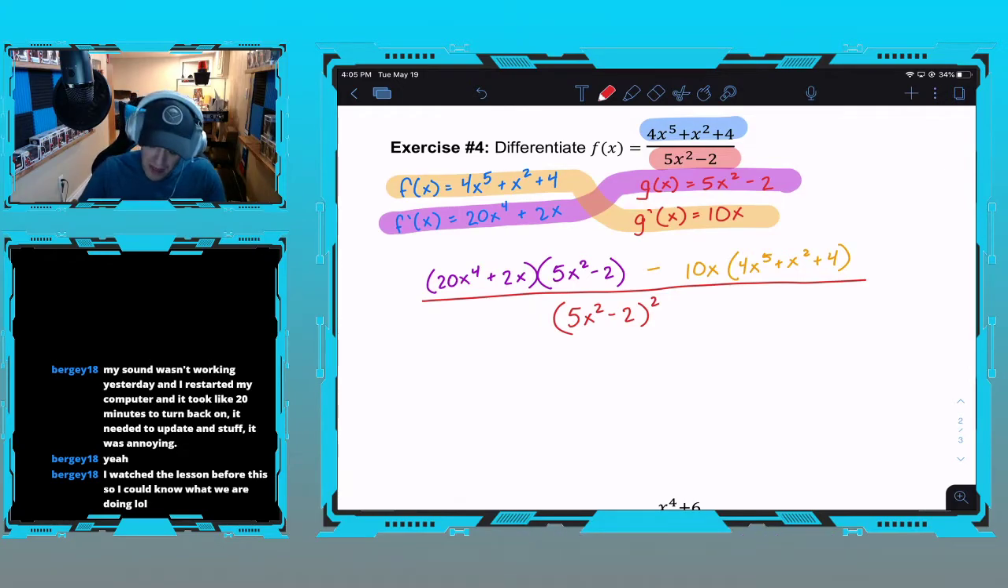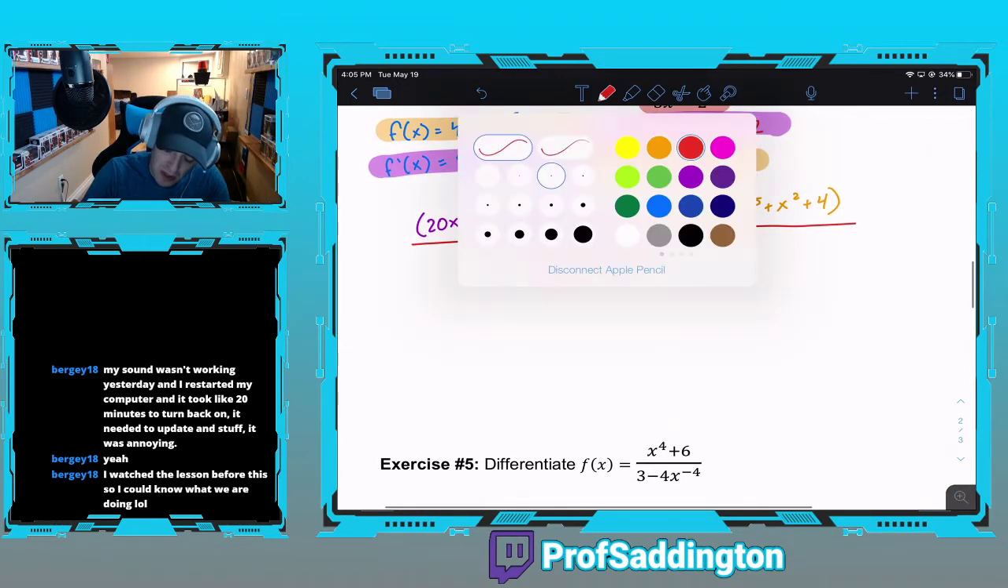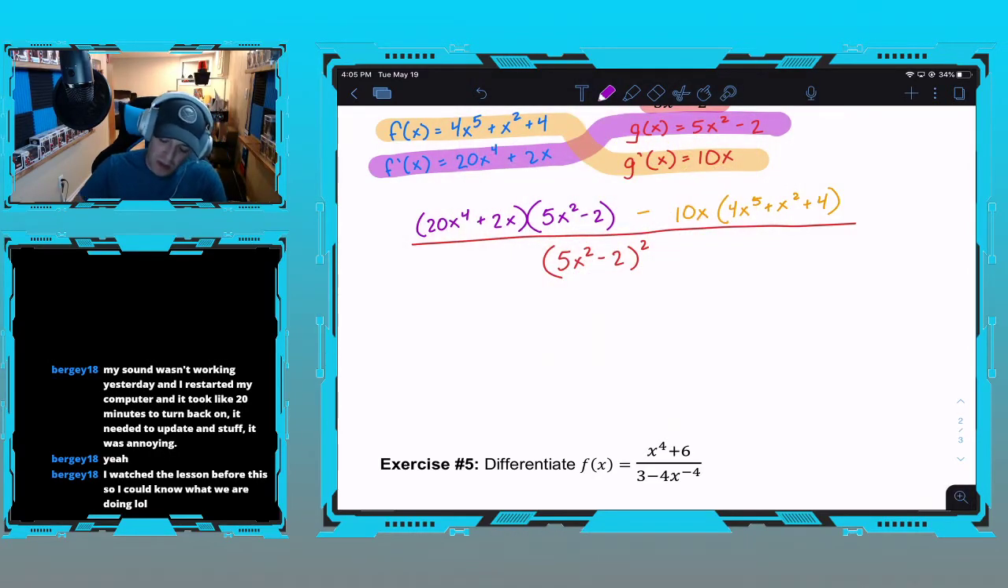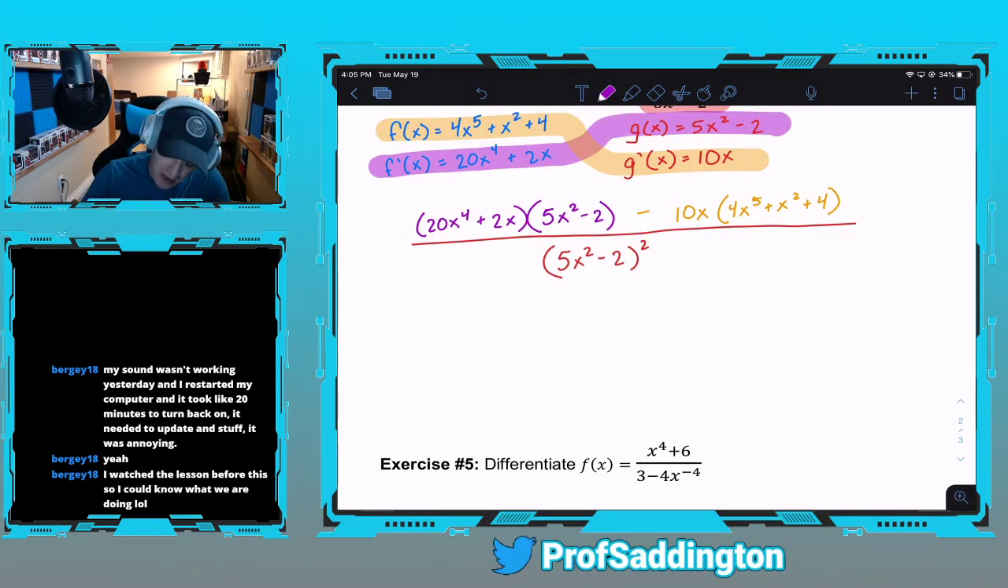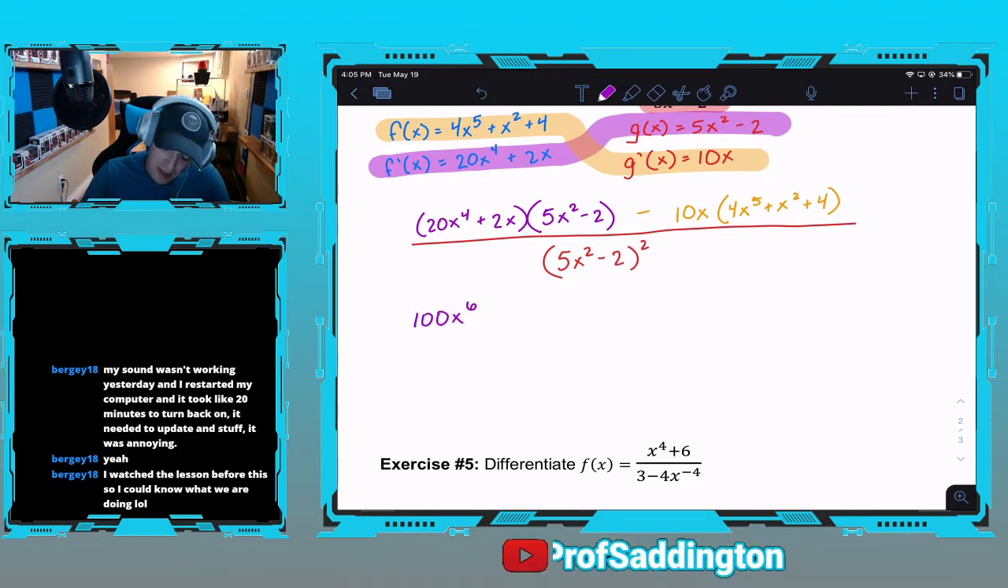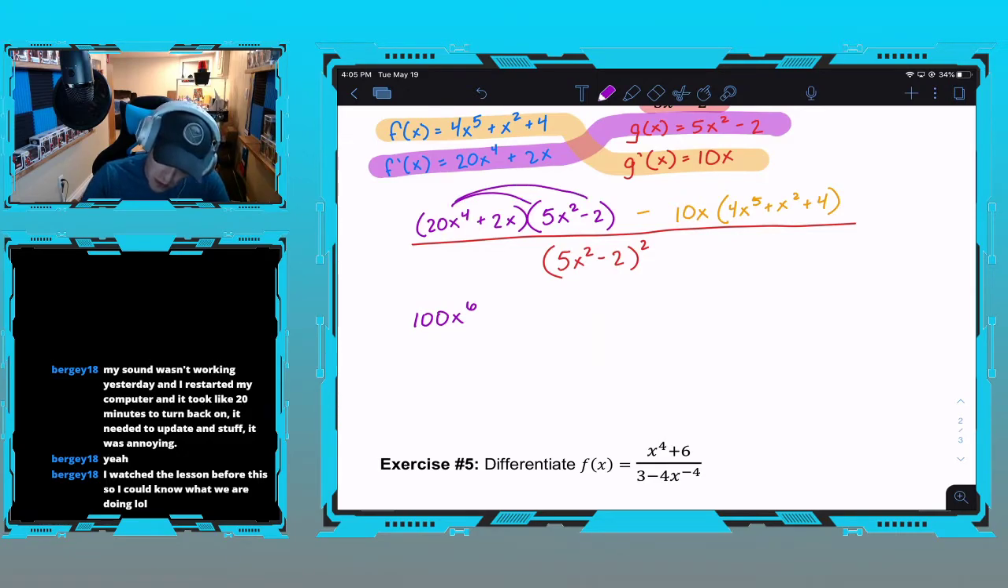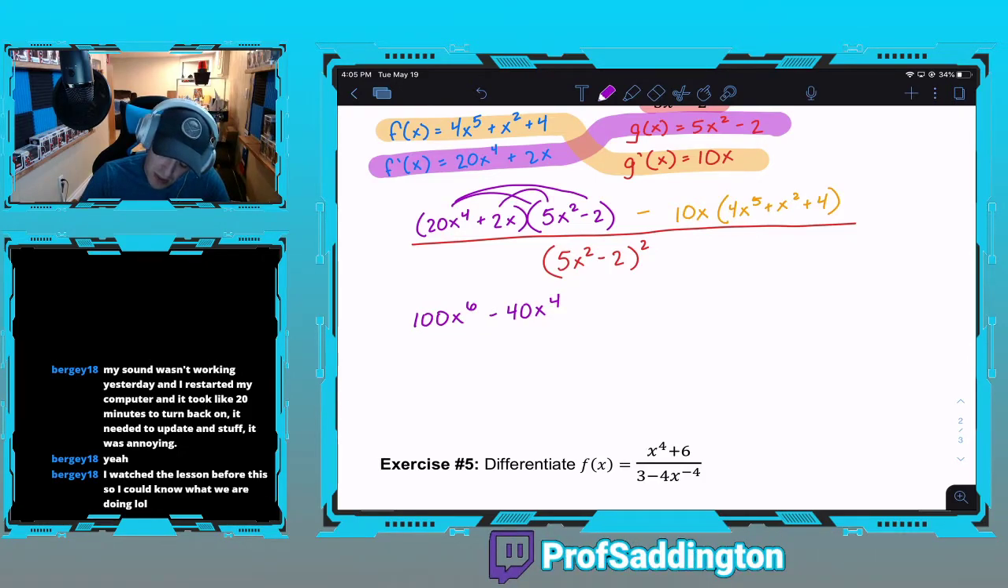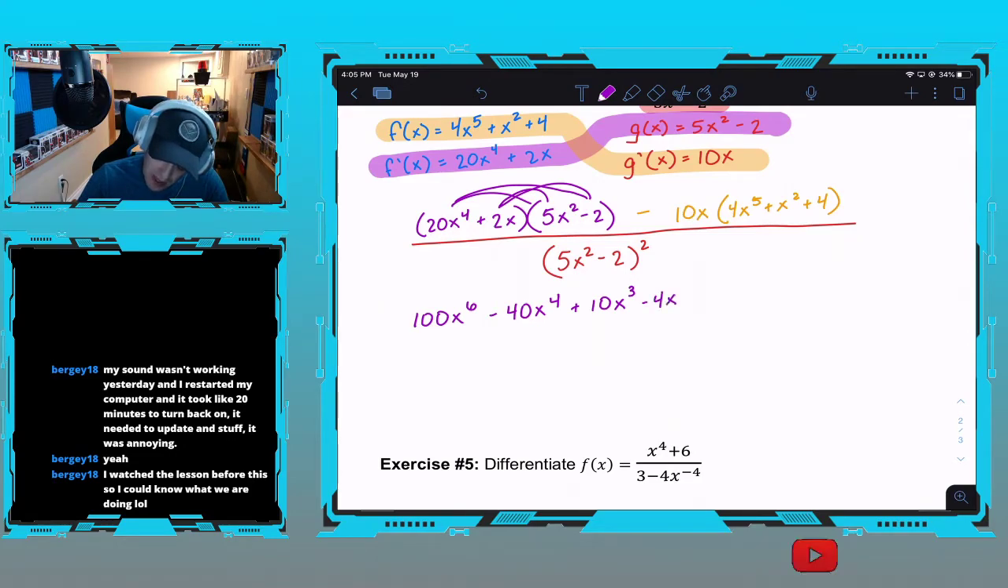So I'm going to simplify the top by doing my double distribution. So if I do the first one, I have 20x to the 4th times 5x squared, which would be 100x to the 6th. 20x to the 4th times negative 2 would be negative 40x to the 4th. And then I have to do the 2x times 5x squared, which would be 10x to the 3rd. And then 2x times negative 2 would be negative 4x.